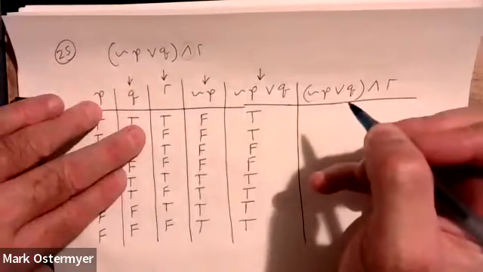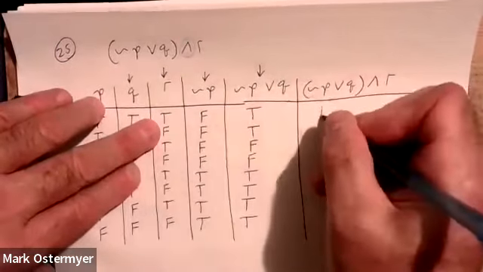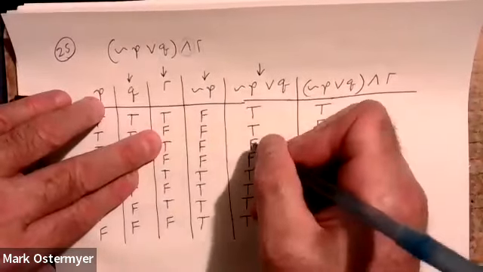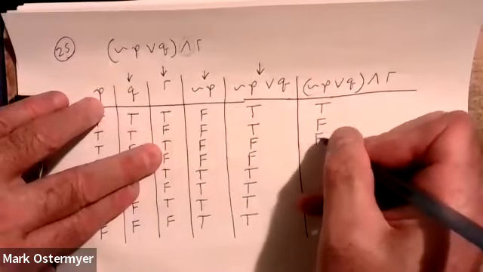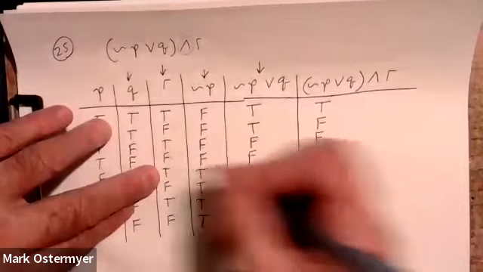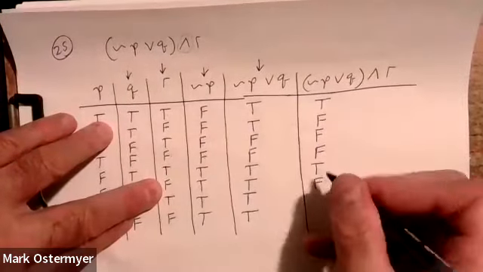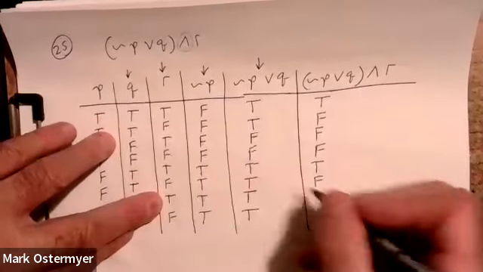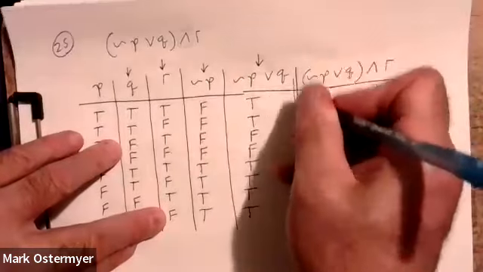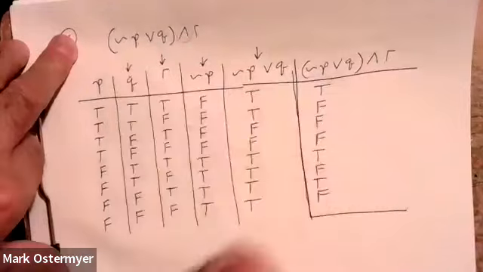So we have true and true, true. True and false, false. False and true, false. False and false, false. True and true, true. True and false, false. True and true, true. True and false, false. And we're done. This last column are the truth values of the statement we're being asked to evaluate.